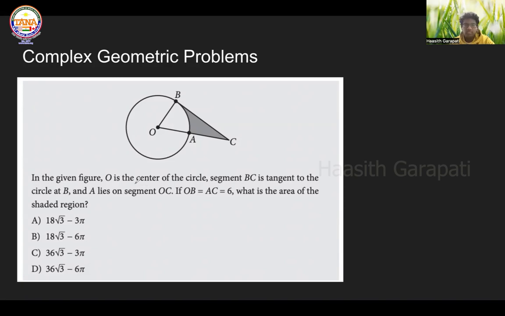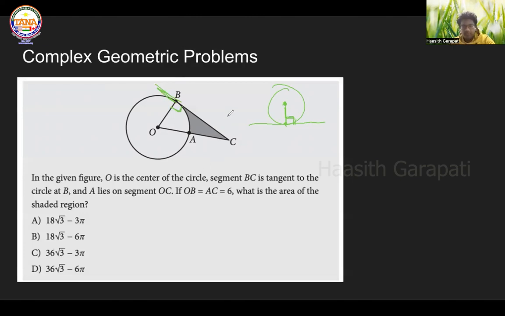Segment BC is tangent to the circle at B. For those who don't know, tangent means that it just barely touches the circle at just one point. And an important thing about tangents with circles is that they are perpendicular to the line that forms between the point they are tangent to and the center. So this would be tangent over here. And since they say BC is tangent to the circle, we can say that this angle over here is a right angle. So that means that this is a right triangle.